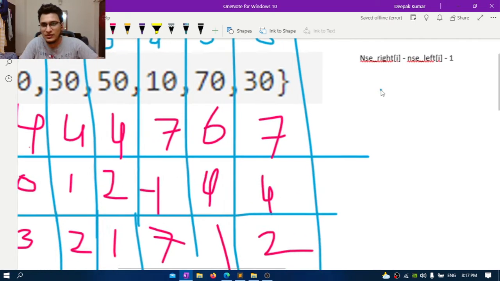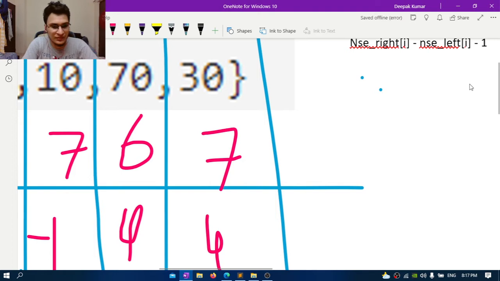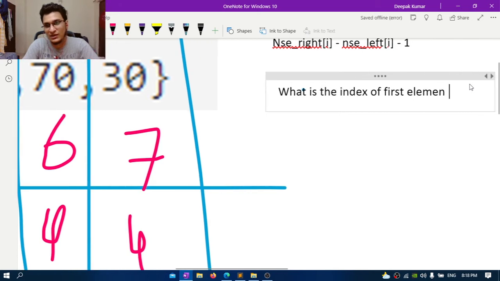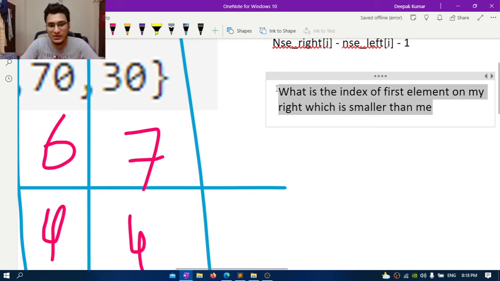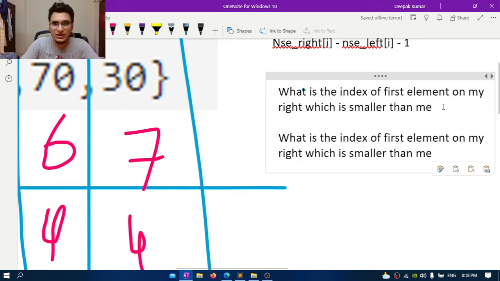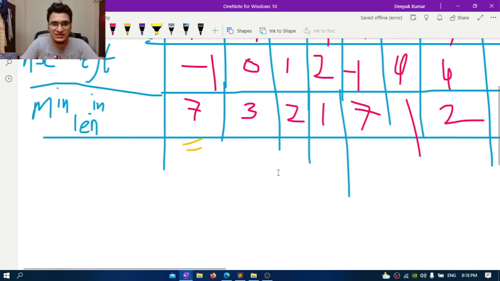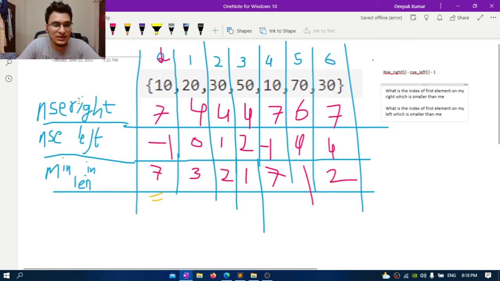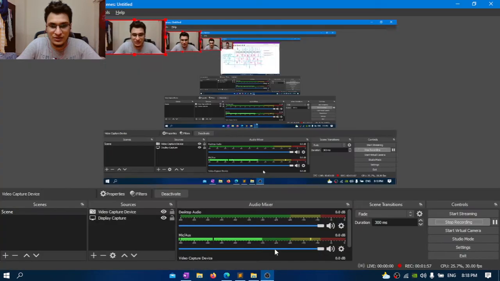So I'll just write it for better consideration: what is the index of the first element on my right which is smaller than me. This is what it is depicting, and for this one it is depicting the index of the first element on my left which is smaller than me, so which is basically NSE left.